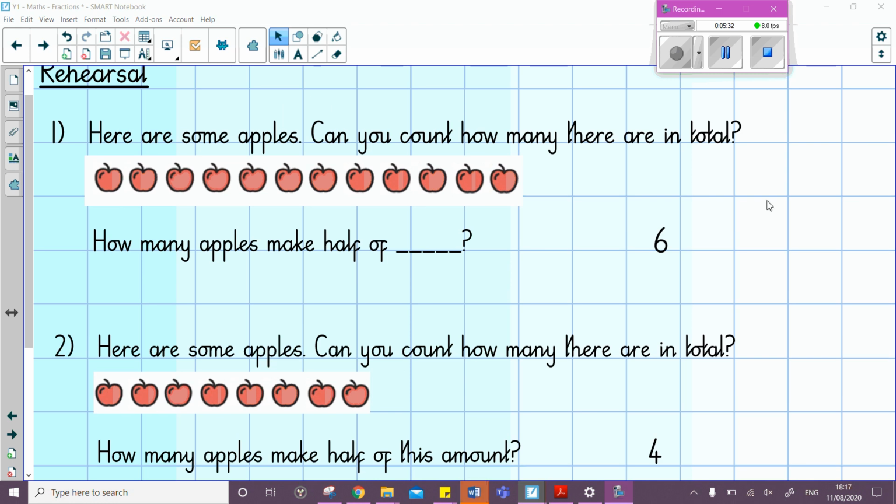So here are your answers. Hopefully you counted 12 apples, and when you shared them in half, shared them into two groups, each person had 6. And here there were 8 apples, and you halved that amount, and each person had 4.